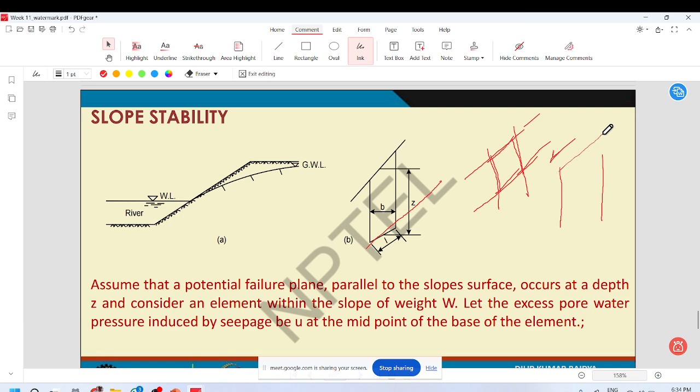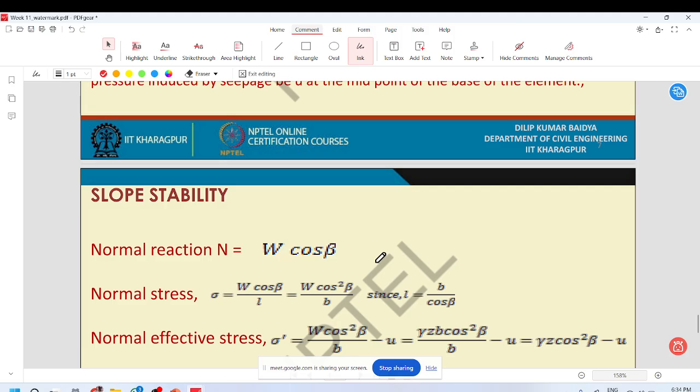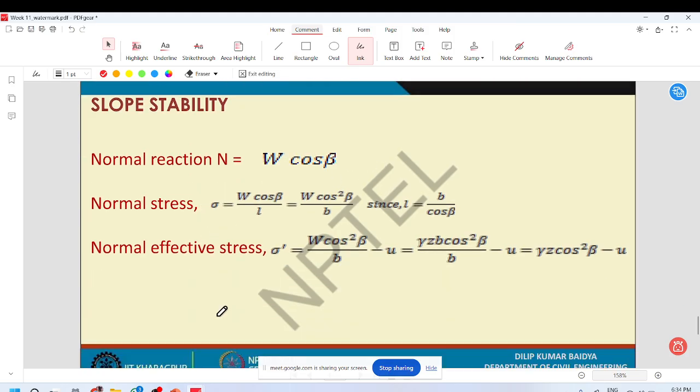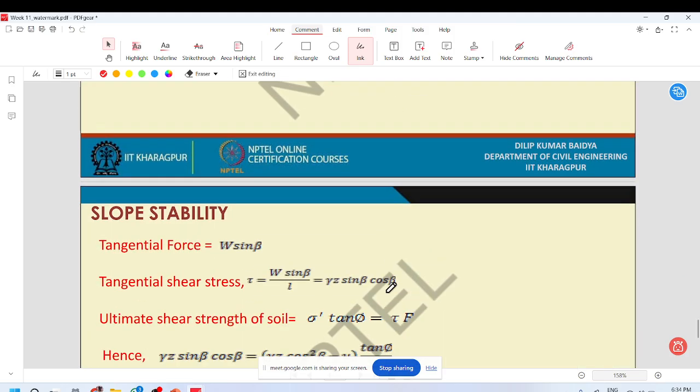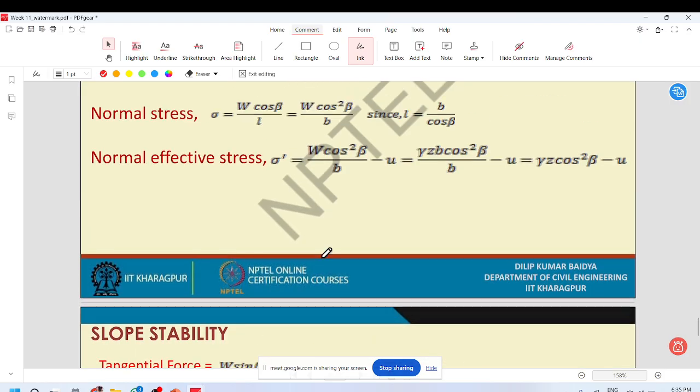So we have taken a wedge here that has parallel faces like this, and then we have calculated the resisting moment and the driving moment, the resisting force and the driving force. Normal reaction is W cos theta, the normal effective stress, and then the tangential force, tangential shear stress, ultimate shear strength of soil, and hence factor of safety is given as ultimate shear strength.